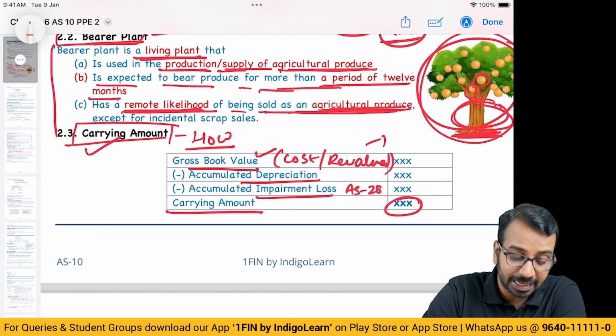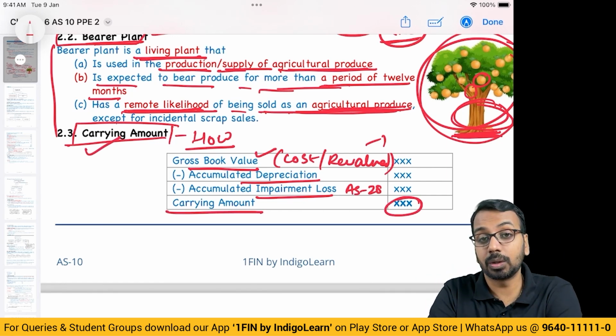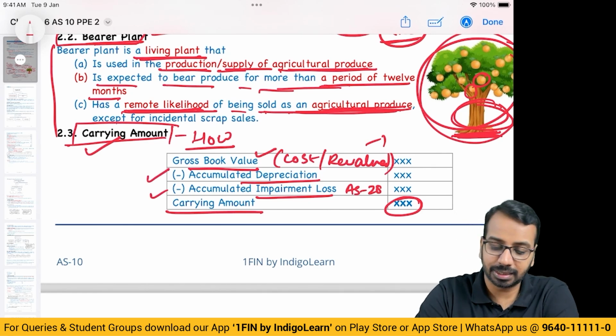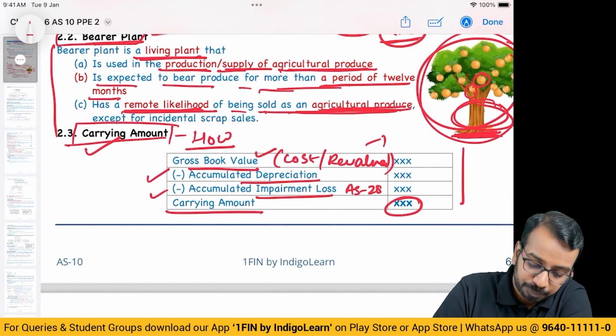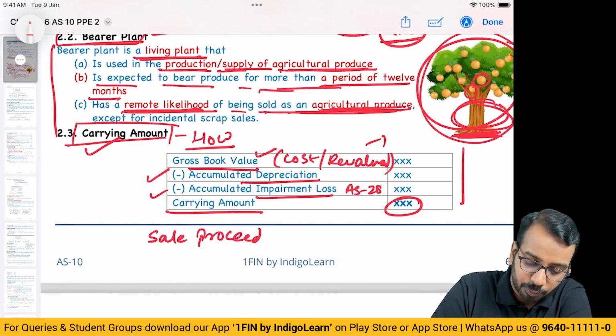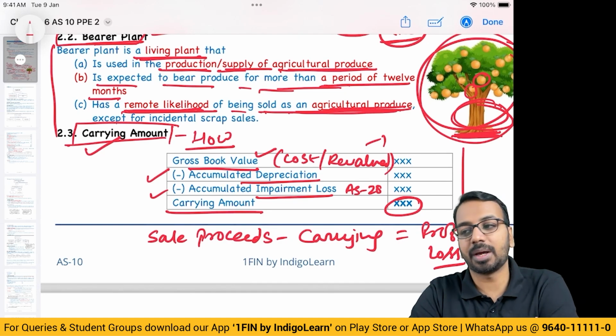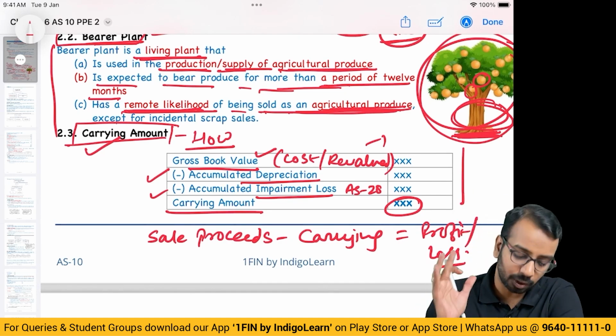So, whenever we say carrying amount, carrying amount means after depreciation and after impairment. This is how we will calculate. And if we sell some property, plant and equipment, sale proceeds minus carrying amount will give us profit or loss. Sale proceeds minus carrying amount will give us profit or loss.